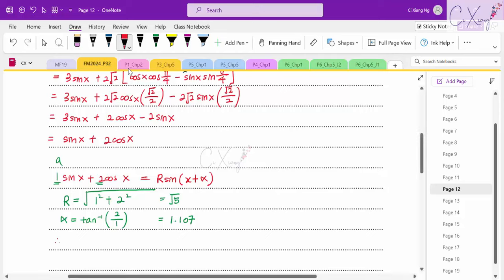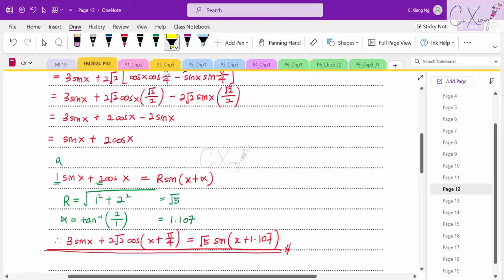All right. Okay, so this is the particular step for us to find the R and also the alpha. And therefore, if I rewrite my expression again, the original expression can be written as √5 sin(x plus alpha). This is how we actually get the value for alpha and also the R. All right. Okay, then let's continue further to part B.